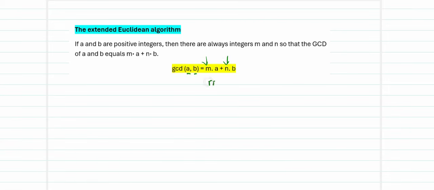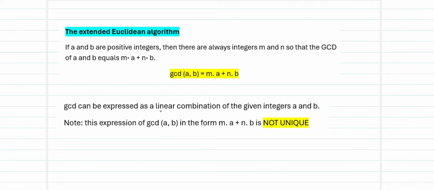So there are ways to find integers m and n so that I can express the GCD of a and b as the sum of these products. In other words, we can say that the GCD can be expressed as a linear combination. So m times a plus n times b is called a linear combination of the given integers a and b. We express this as a product of some integer m, a product of some other integer n, and the addition of both.